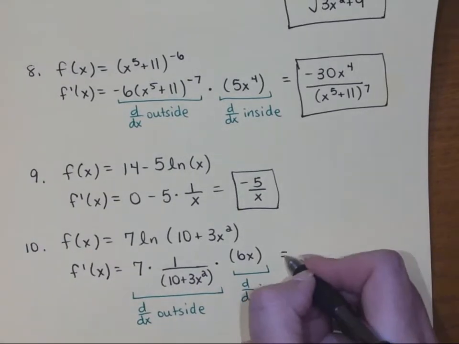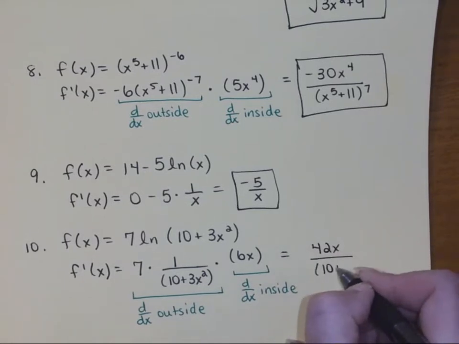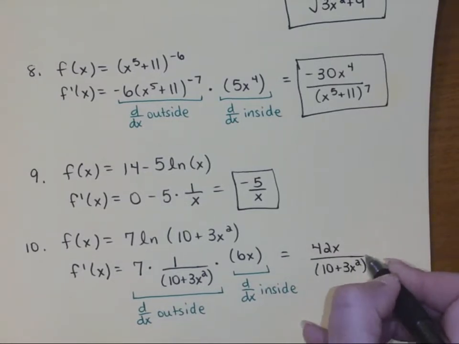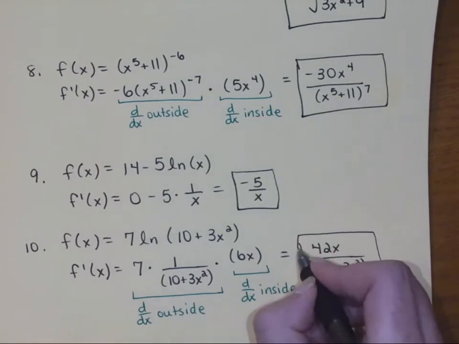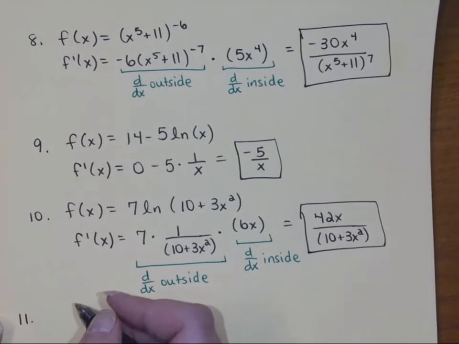In the end, 6 times 7 is 42, so you should get 42x, and then this 10 plus 3x squared would stay on bottom. Notice no cancellations can be made, because if you were going to cancel something, it would need to be present in all three, and these three terms don't have any common things to cancel.